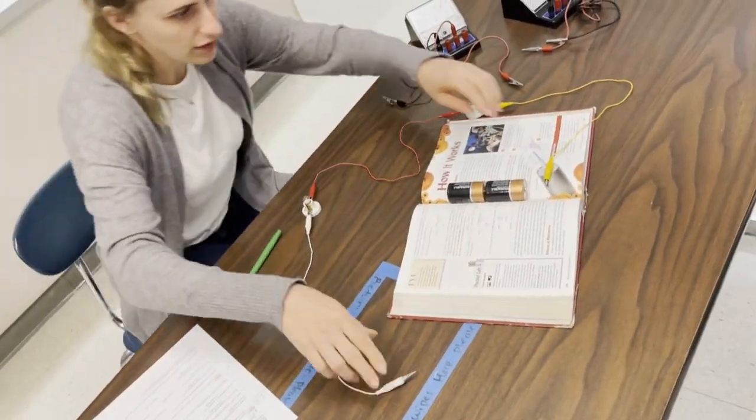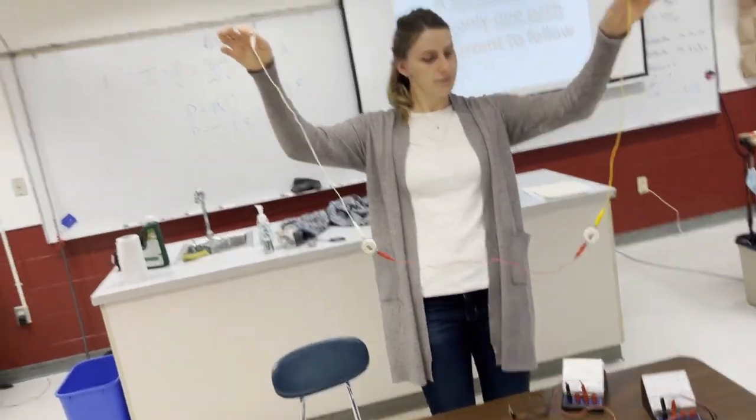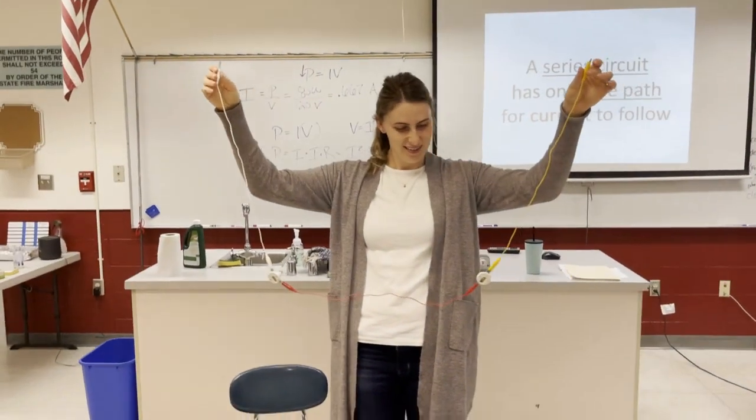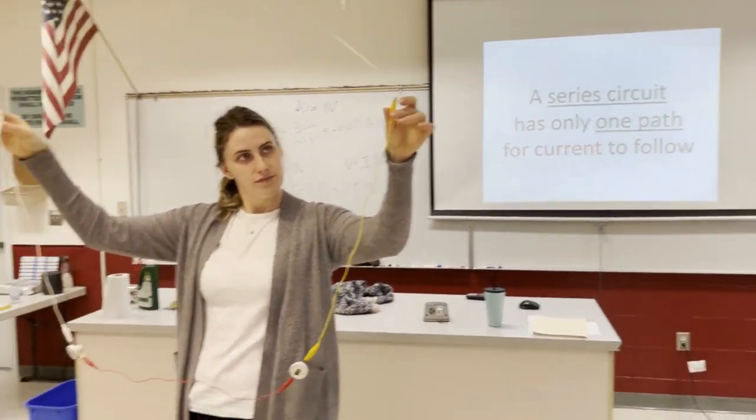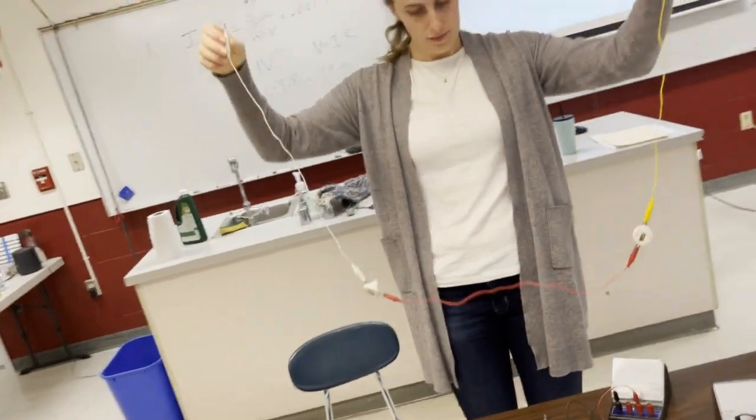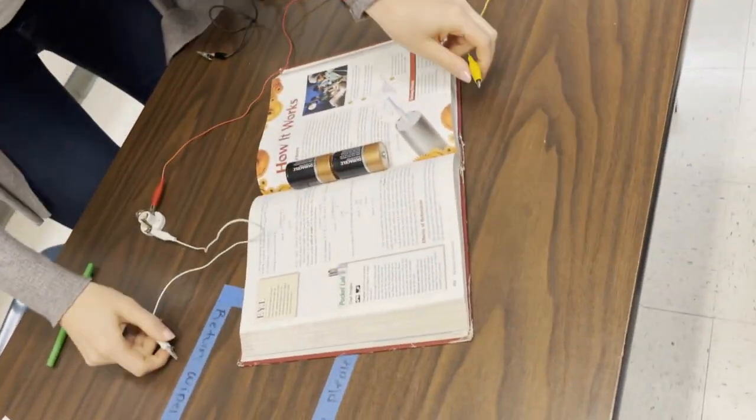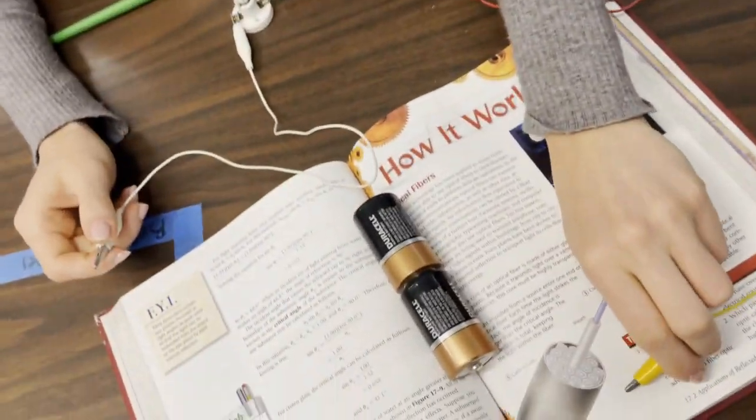And so this is what this looks like. There's only one path for current to follow. That's where the wires are. So this question says, which bulb is brighter?